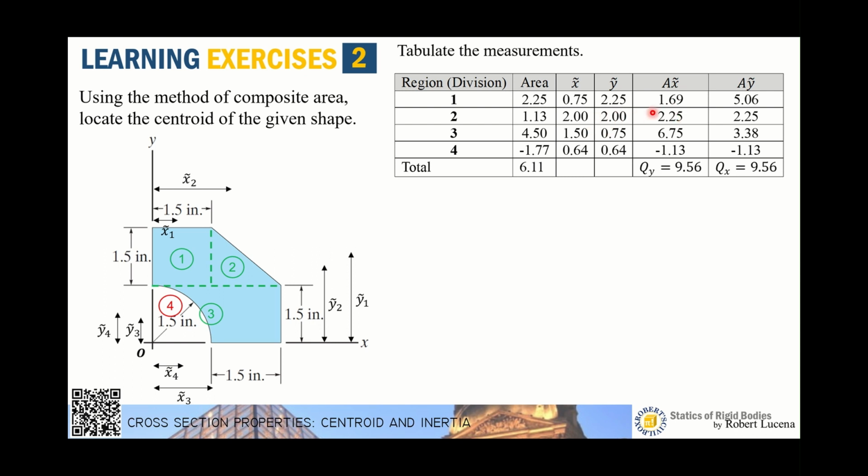Now complete column 4 and column 5. That is area times x curl 2.20, and the same, area times y curl 2.20.